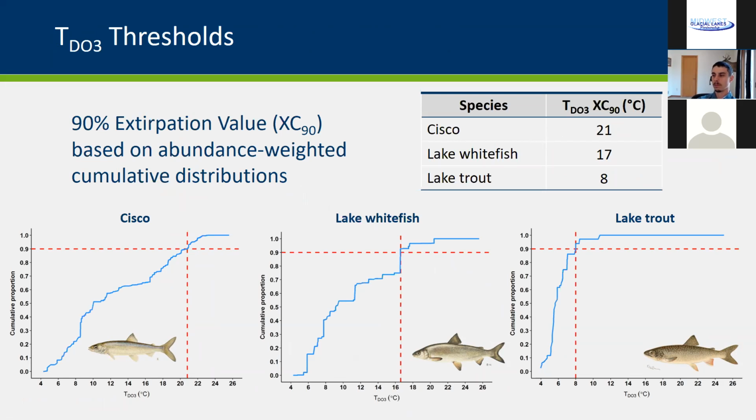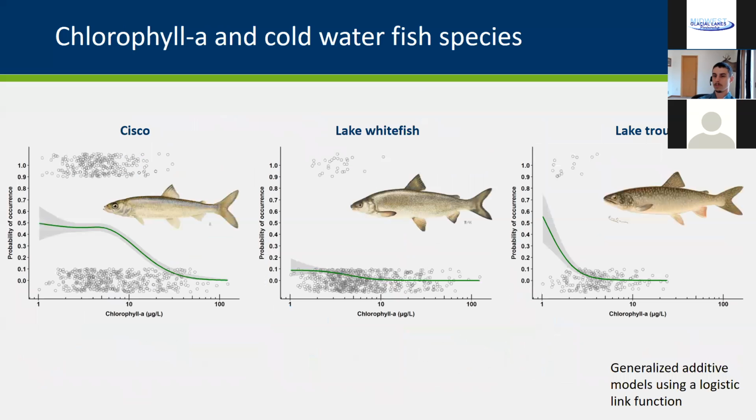And so basically this is the TDO3 below which 90% of the fish were captured in our database. So for Cisco, a TDO3 of 21, 90% of the fish are captured below that threshold. For Lake Whitefish, it's 17, and for Lake Trout, it's 8. And these sort of match up with what we were maybe visualizing with those logistic regressions that I showed you earlier. We can do the same analyses with chlorophyll-a.